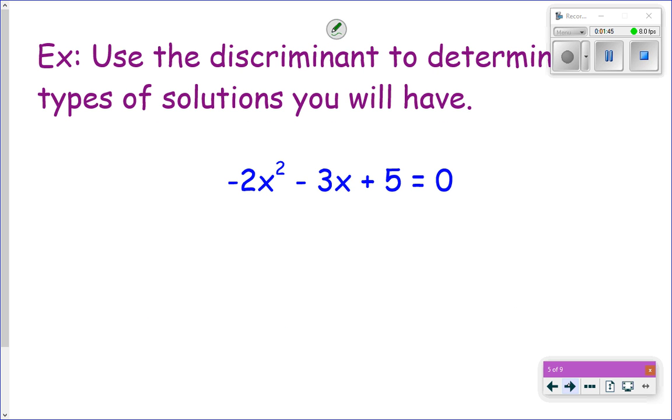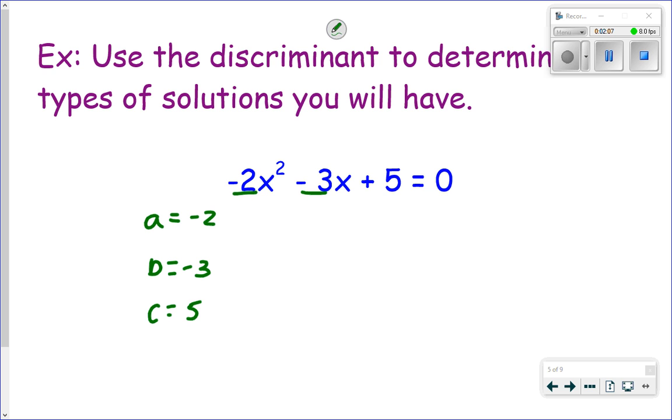Okay, first example, I have negative 2x squared minus 3x plus 5 equals 0. So I have to find the discriminant and then determine how many solutions I have. So we're going to write out our a, b, and c. A is negative 2, b is negative 3, and c is 5. So I got those from here. Okay, and then the formula I'm using is b squared minus 4ac. So I need to plug in, whenever you plug in negative numbers, they need to be in parentheses. So negative 3 squared minus 4 times negative 2 times 5.